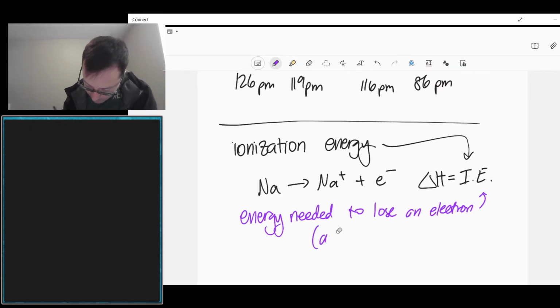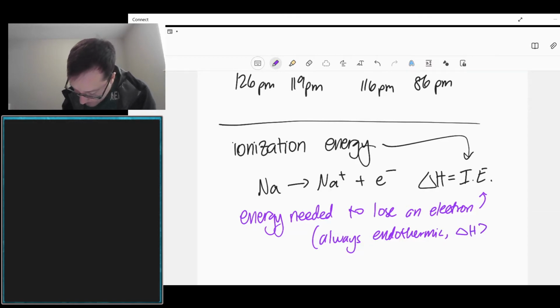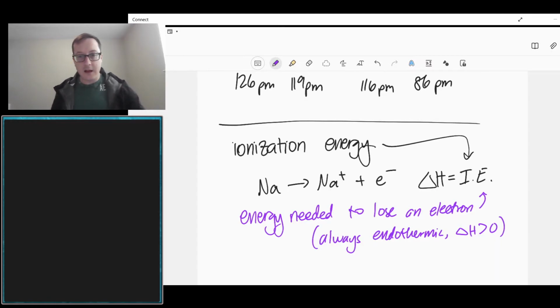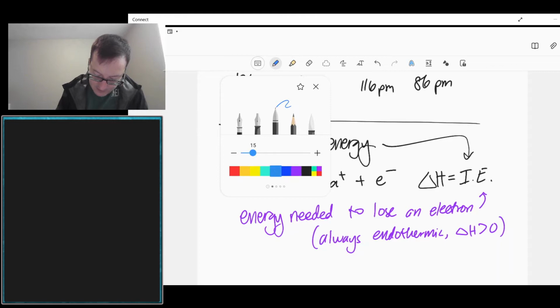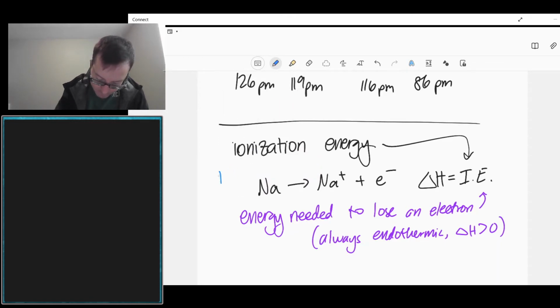This is always an endothermic process, which means that delta H is positive. Delta H is always positive for this. And this particular one is the first ionization energy.